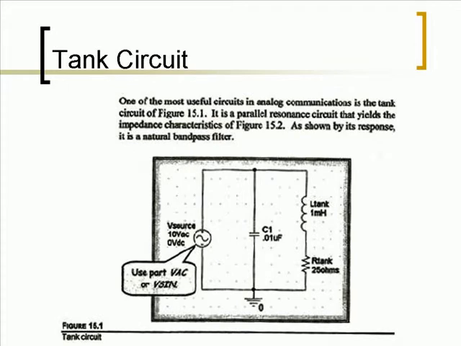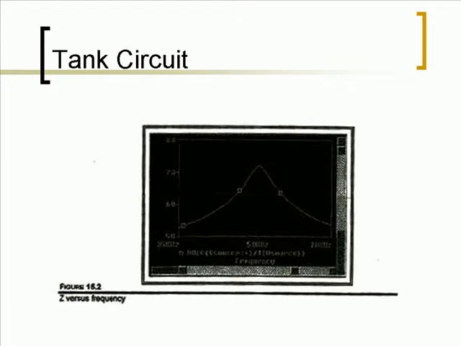One of the most useful circuits in analog communications is the tank circuit of Figure 15.1. It is a parallel resonance circuit that yields the impedance characteristics of Figure 15.2. As shown by its response, it is a natural bandpass filter.